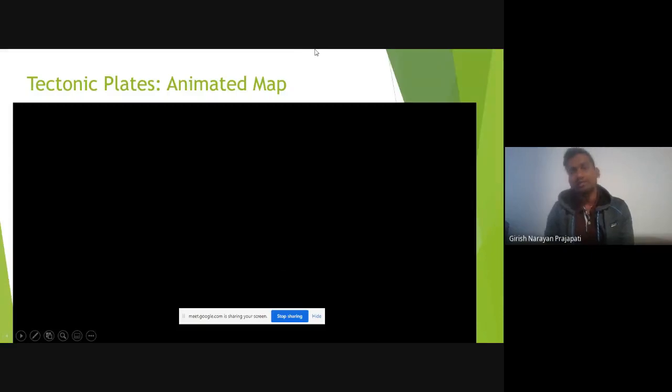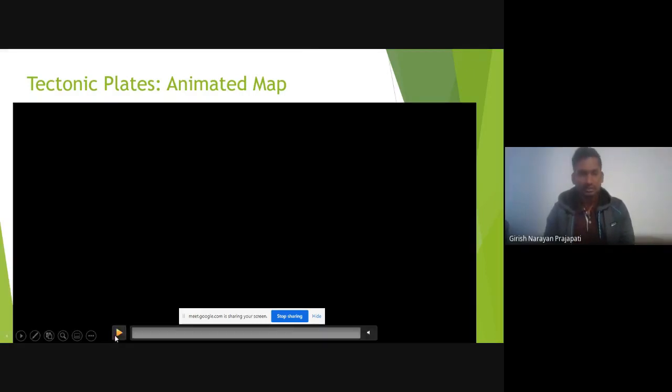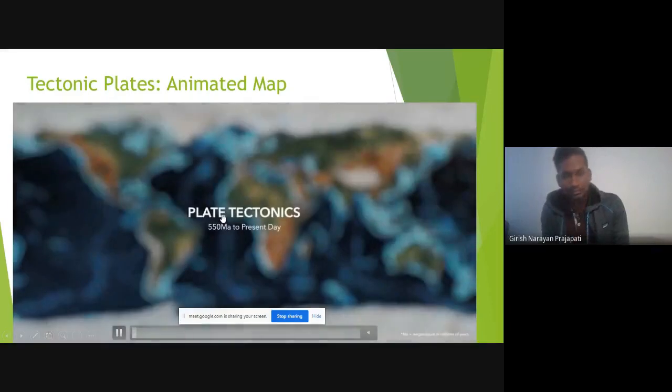Let's see how these tectonic plates were generated. Millions of years ago, about 550 million years ago, you know that our Earth's surface was like one. All the continents were one. After so many years, it started to move. All the tectonic plates started to move and it got separated. And today what we see is our present condition. Let's see this video to understand it better.